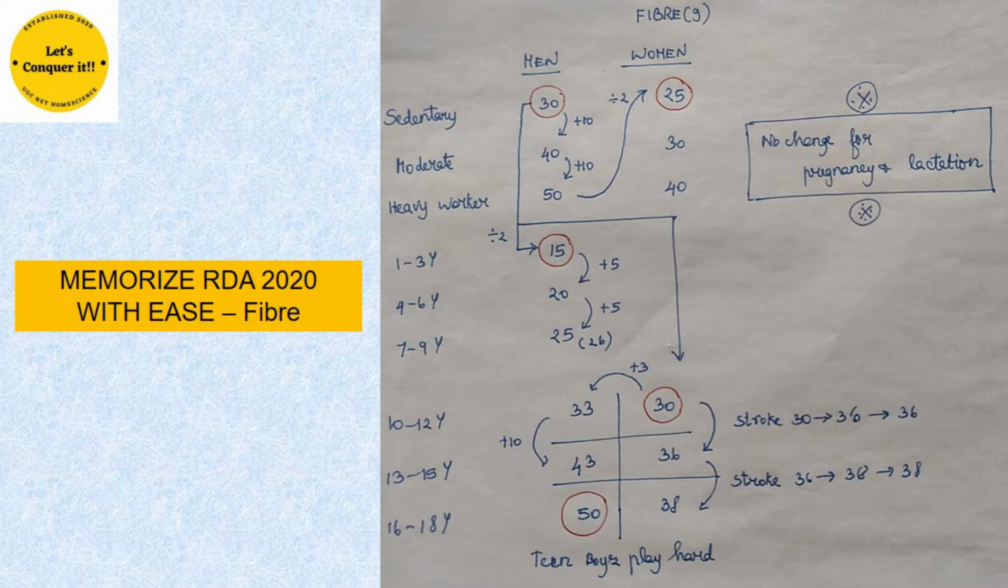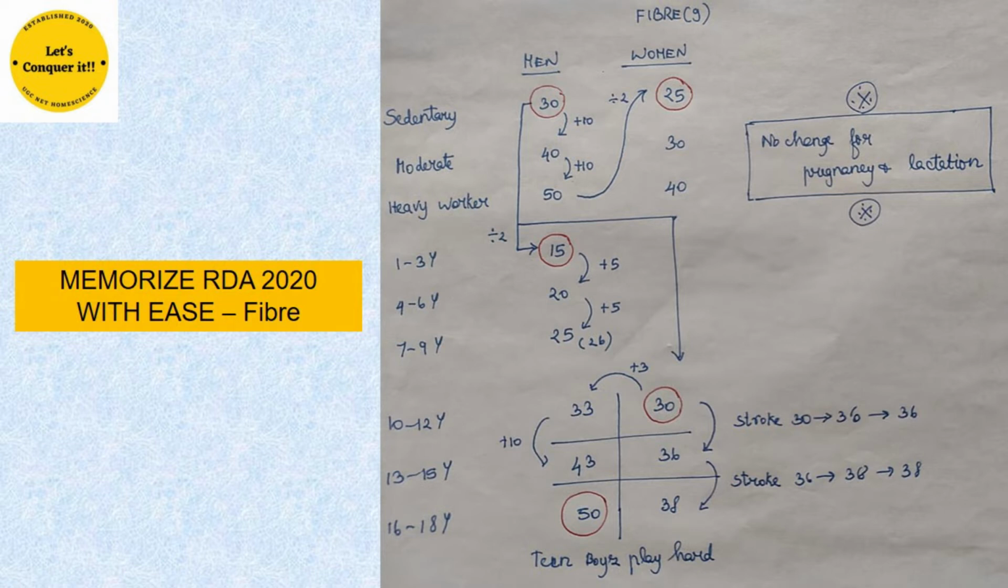Okay, let us get into the trick part of this. First, let's start with men belonging to sedentary category. Fiber requirement of a man who is sedentary is only 30 grams. From this 30 is what we are going to get the other values. Now to get the moderate person, a person who is moderately active, we are just going to add 10. 30 plus 10 gives us 40. 40 grams is the fiber requirement of a man who is moderately active.